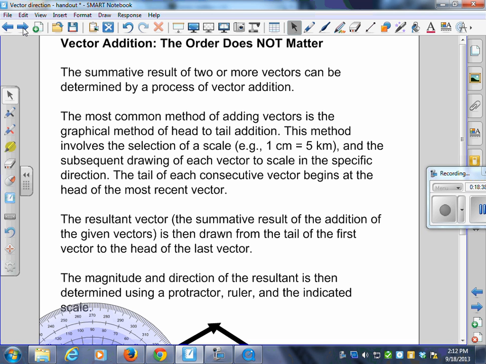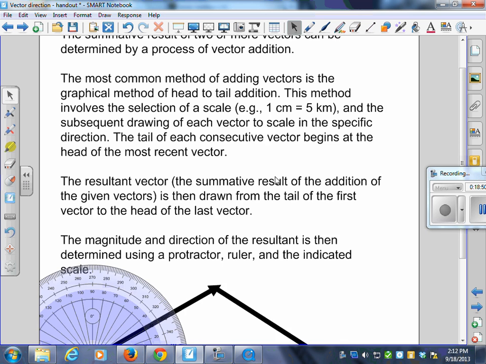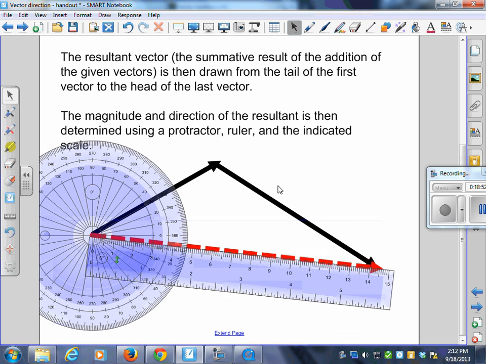The summative result of two vectors can be determined by a process of vector addition. The most common method is graphical head to tail. We've seen this. How do I find the result? How do I get it, Mr. Bennett? How do I get the answer? You take out your protractor.